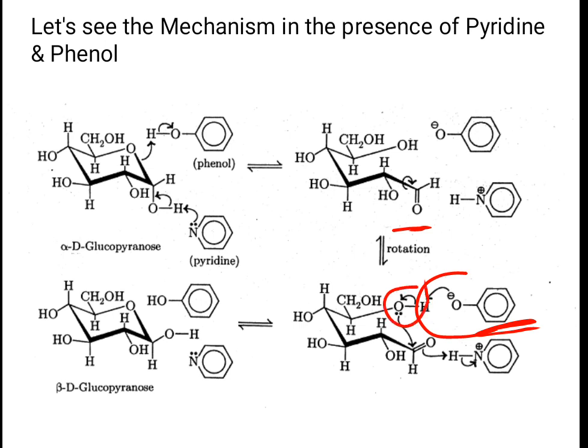This oxygen will become minus. This minus will attack this carbonyl, and this will open. So this oxygen will take this proton from the pyridinium salt. Then you will get the beta D glucopyranose. I hope you can understand this reaction mechanism.